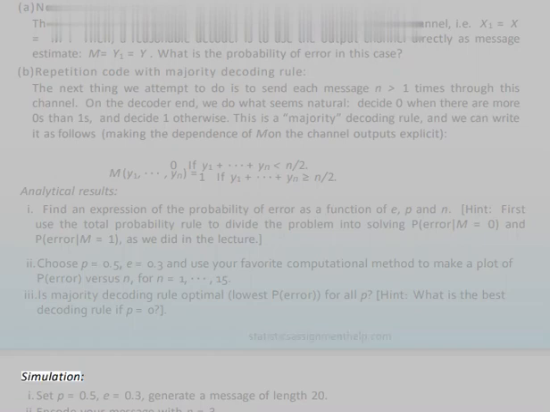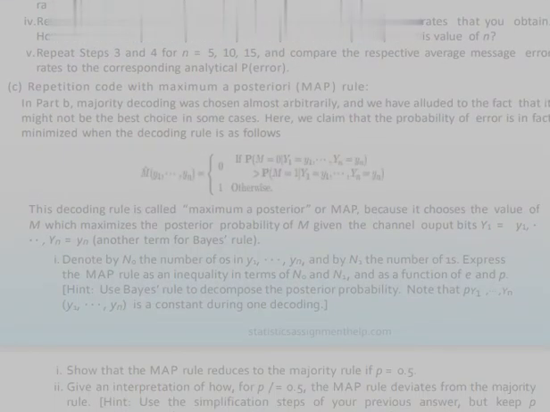Simulation. 1. Set p equals 0.5, e equals 0.3, and generate a message of length 20. 2. Encode your message with n equals 3. 3. Transmit the message, decode it, and write down the value of the message error rate, the ratio of bits in error over the total number of message bits. 4. Repeat step 3 several times, and average out all the message error rates that you obtain. How does this compare to your analytical expression of P(error) for this value of n? 5. Repeat steps 3 and 4 for n equals 5, 10, 15, and compare the respective average message error rates to the corresponding analytical P(error).